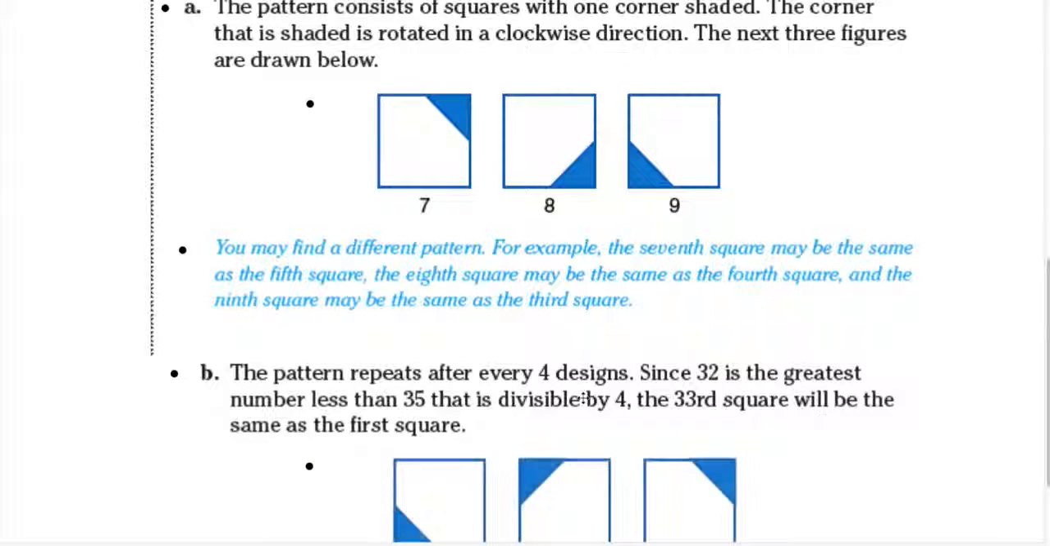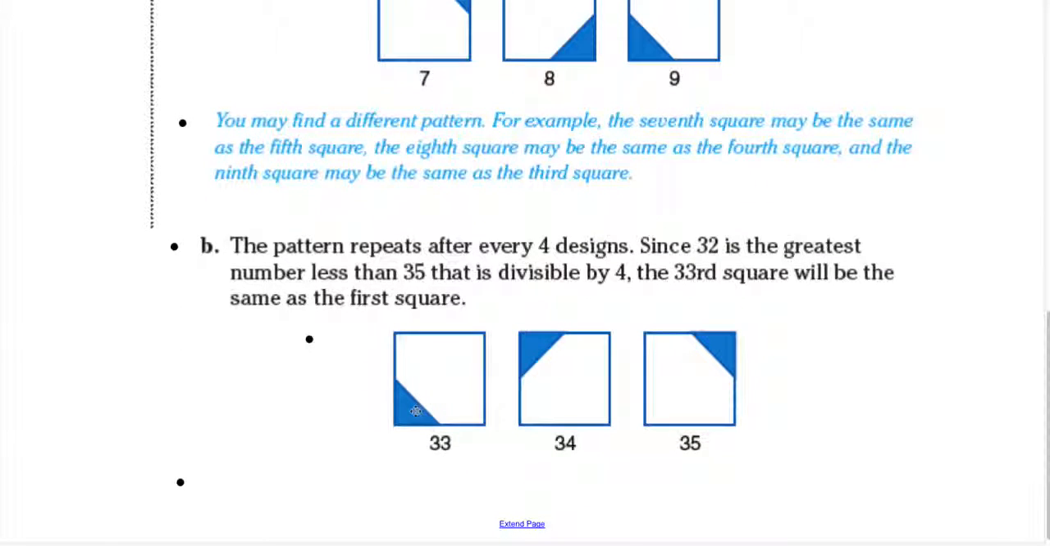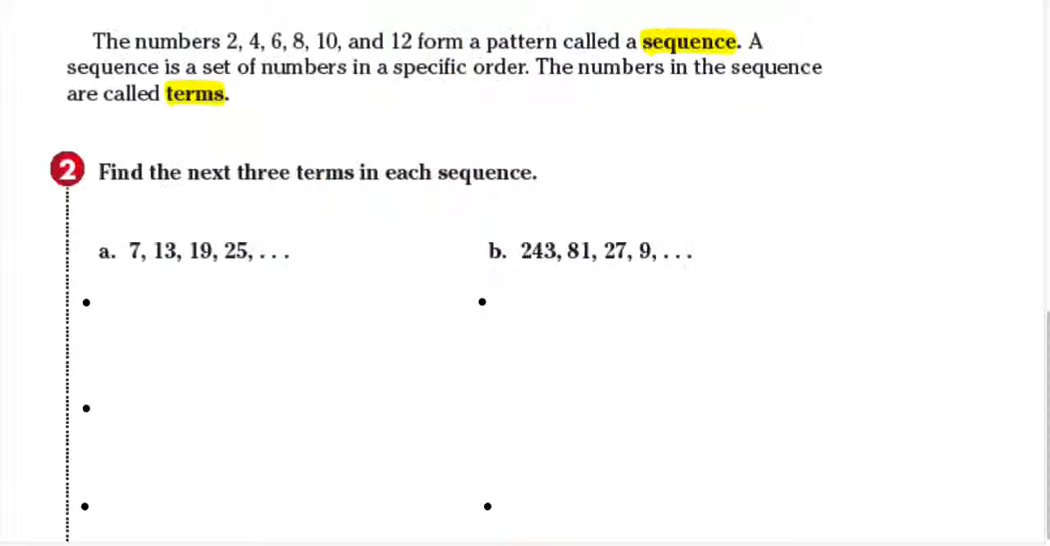This is how it looks. This is your 33rd square, this is your 34th square, and therefore this is your 35th square. So you don't actually have to draw every single box to find the 35th square. You can analyze it using what we did here in letter B. In this case, the 35th square will have its upper right corner shaded. So a little bit of a twist on patterns like what we've learned in the past.